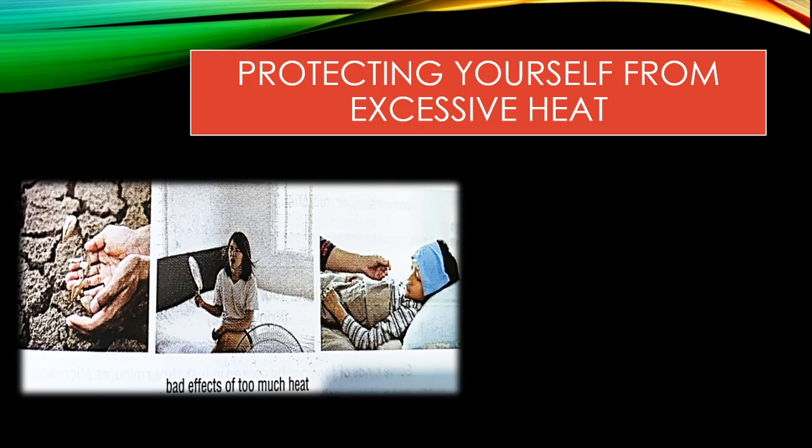Too much heat from the sun dries up farmlands and causes plants to wither. Staying under the heat of the sun for too long also causes sunburn. And it even causes dehydration or heat stroke. How will you measure your body temperature? Using a thermometer. That's right. Okay, here are some ways to protect yourself from excessive heat.